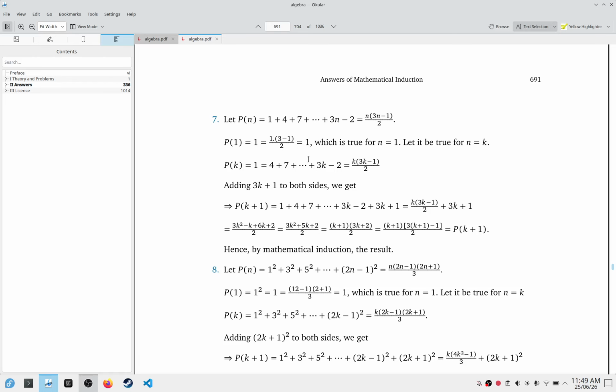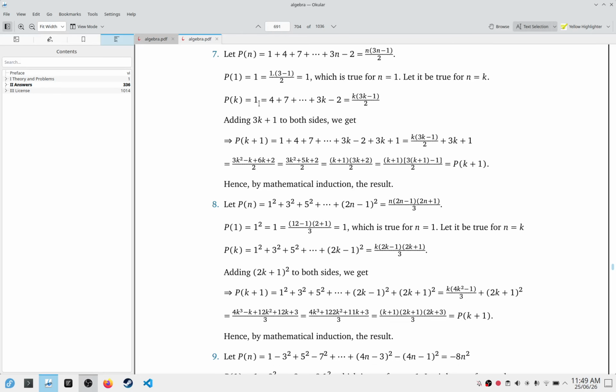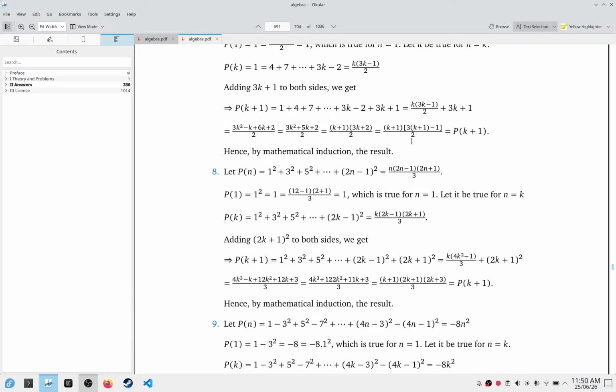Now assume that it is true for n is equal to k. So we substitute n is equal to k, we get Pk. Now we add 3k plus 1 to both sides. Left hand side takes the form of Pk plus 1, and we solve right hand side, and it eventually becomes k plus 1 times 3 times k plus 1 minus 1 over 2, which is of the form Pk plus 1, and hence by mathematical induction we have the result.